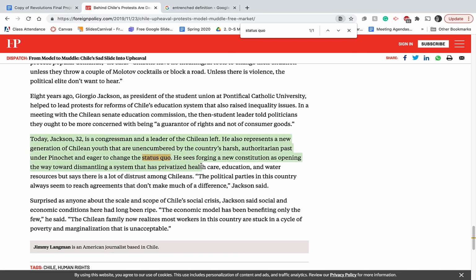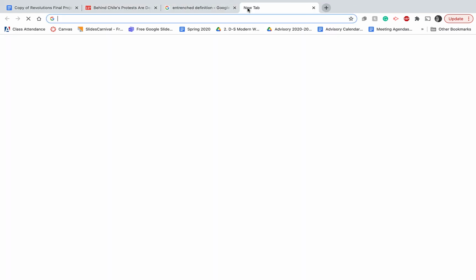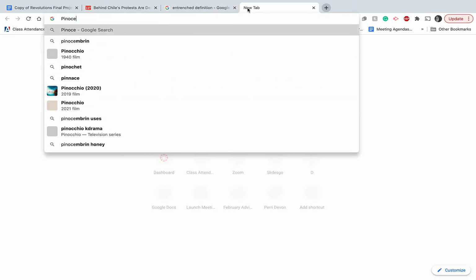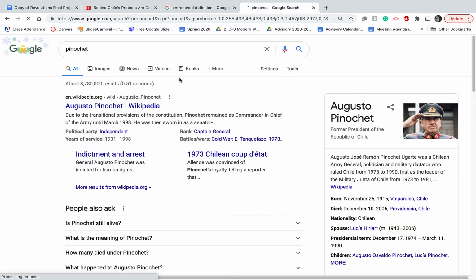Today, Jackson, 32, is a congressman and leader of the Chilean left. He also represents a new generation of Chilean youth, unencumbered by the country's harsh authoritarian past under Pinochet. Okay, those are a lot of words I don't know. So I think what I'm going to do is I'm going to pause. And I keep seeing Pinochet, so I might as well just look up who is Pinochet. Okay, so I can just look. Wikipedia's got a quick thing on him. Totally okay to use Wikipedia for general information.